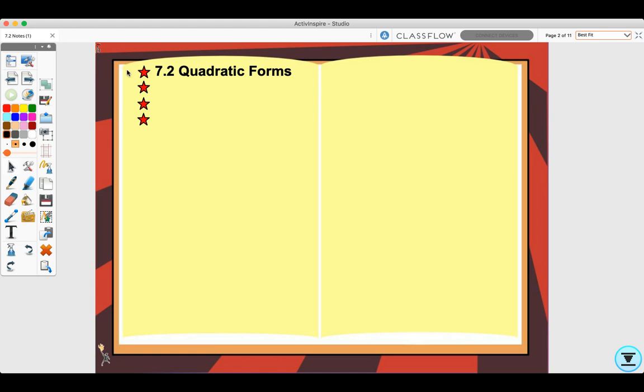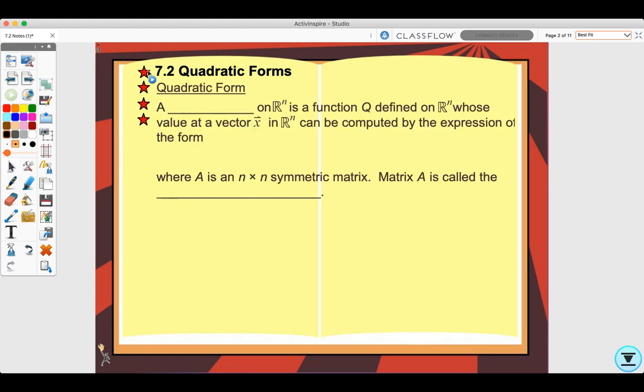Today we're doing section 7.2, quadratic forms. A quadratic form on Rn is a function q defined on Rn whose value at a vector x in Rn can be computed by an expression of the form q of x equals x transpose A x, where A is an n by n symmetric matrix. Matrix A is called the matrix of the quadratic form.